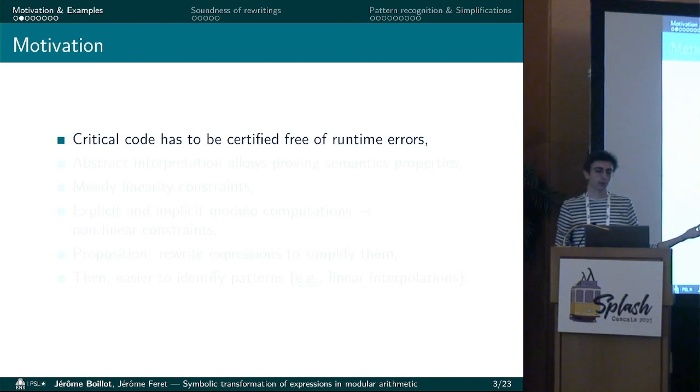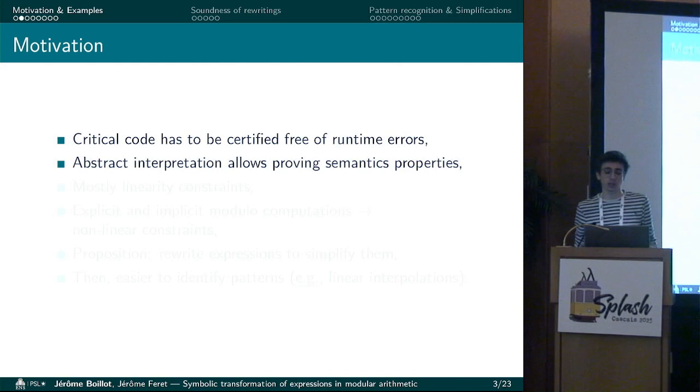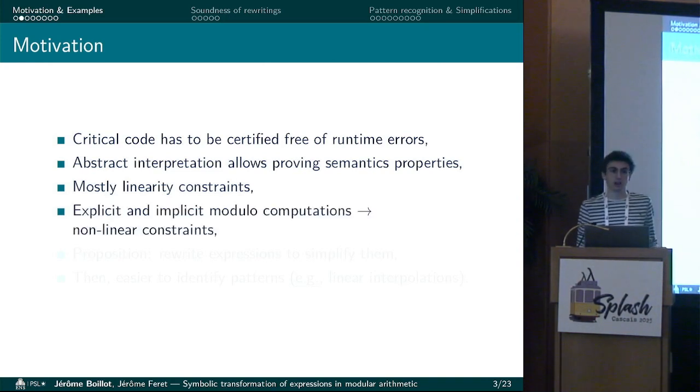There is critical code that has to be certified free of runtime errors. And abstract interpretation, as you saw this morning, allows proving semantic properties, and in particular proving the absence of runtime errors. Most of those semantic properties represent linearity constraints, and in many programming languages, in particular C, there are explicit and implicit modulo computations that are nonlinear constraints.